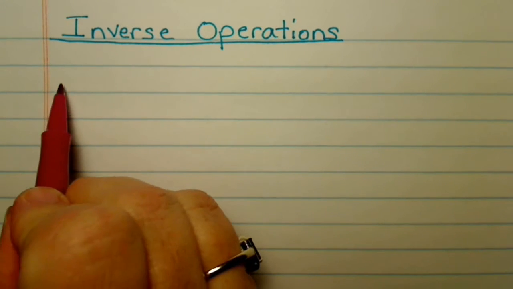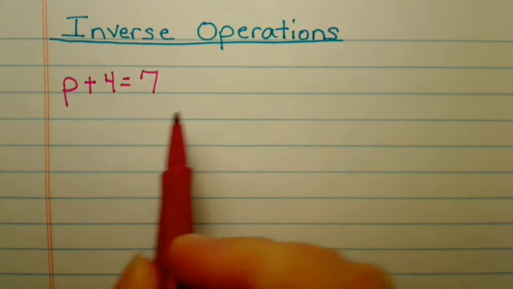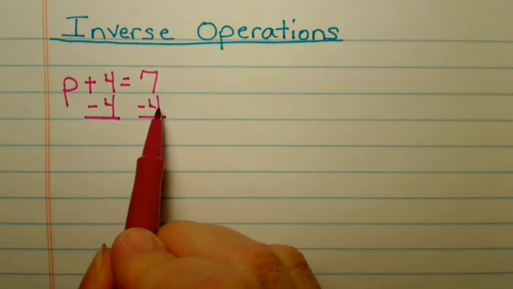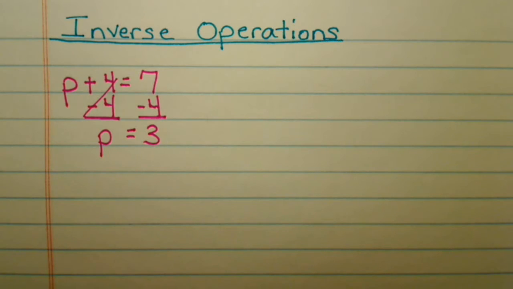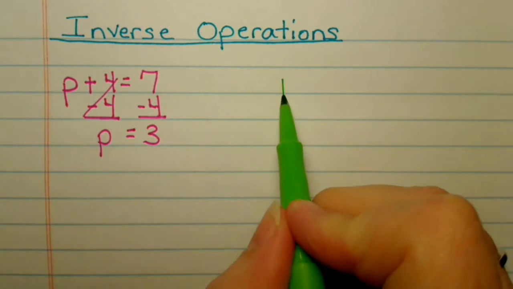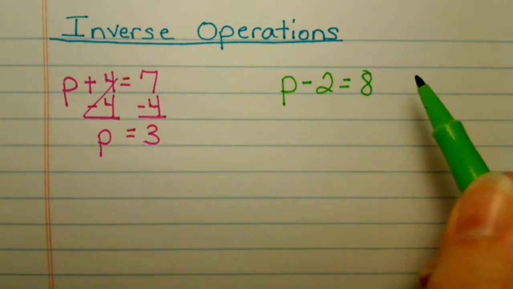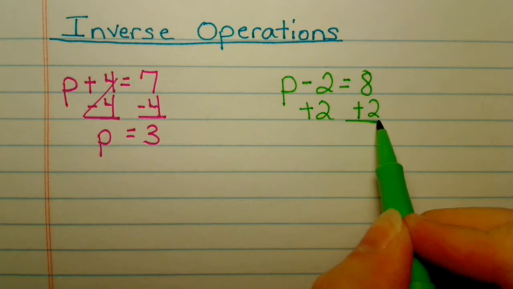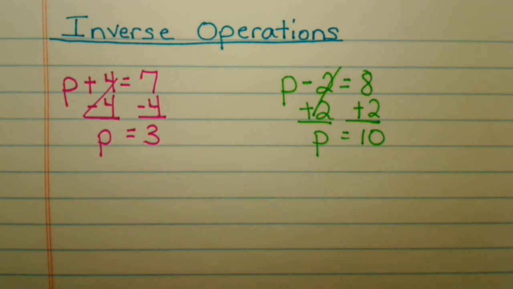So you could have anything from the inverse of adding, like this one would be to subtract, right? And you would take 4 away from both sides of the equal sign, and that would give you P is equal to 3. And then we have the inverse of subtraction, not bad at all. So if we have P minus 2 equals 8, you would do the inverse of subtracting 2 and you would add 2 to both sides. Those are inverse, so they cancel, and you're left with P is equal to 10.